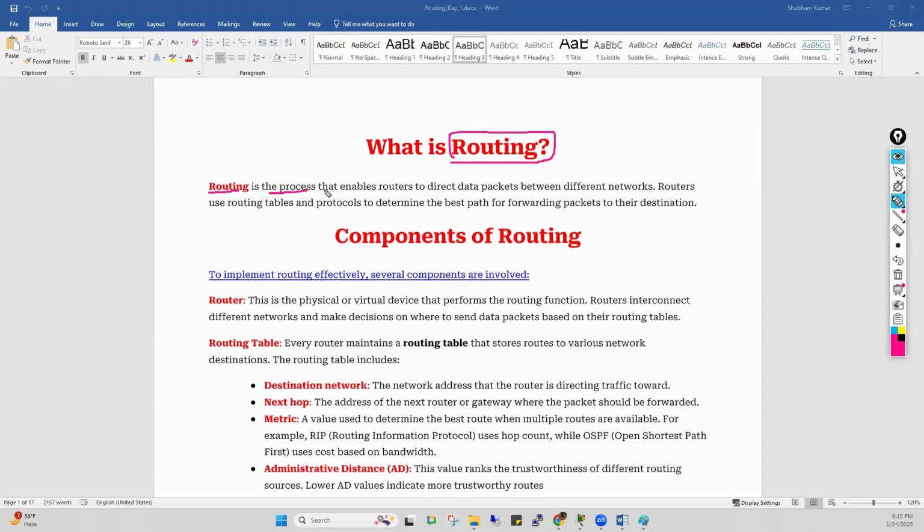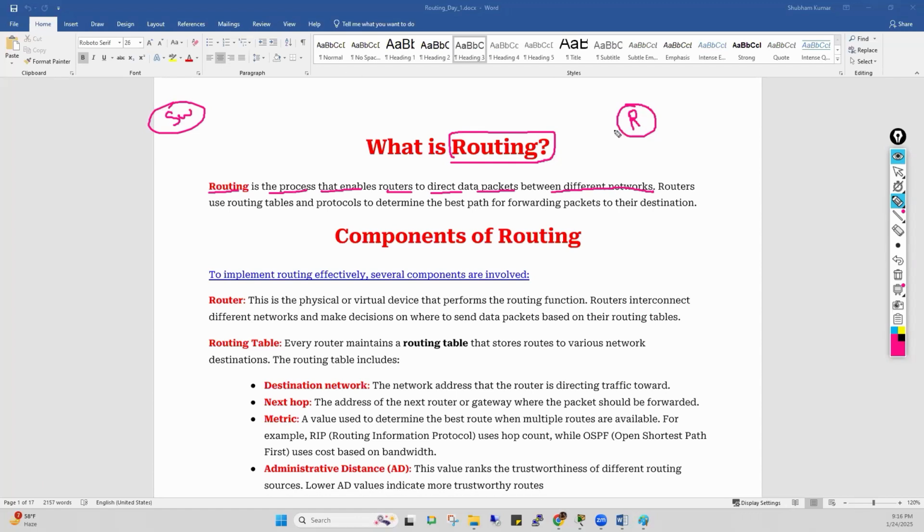Routing is the process that enables routers to direct data packets between different networks. For example, this is the router, and I already told you what the use of a router is. The use of a router is to forward your packet from one network to another network. If you want to forward your packet in the same network, what do you need? You need a switch. But if you want to forward your packet from one network to another, you need a router.